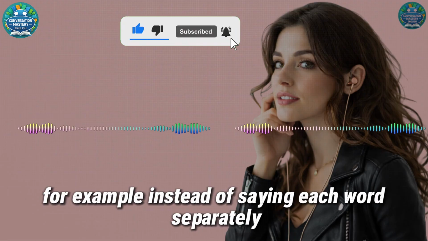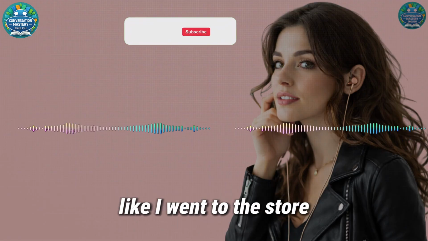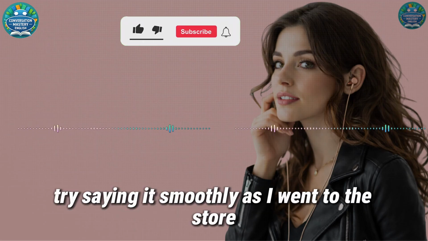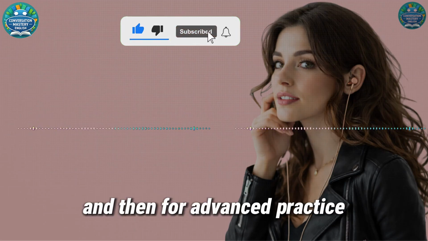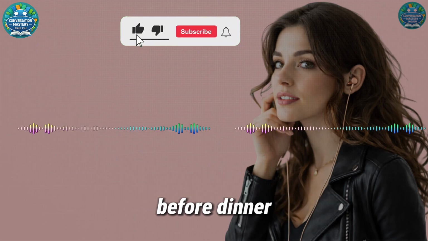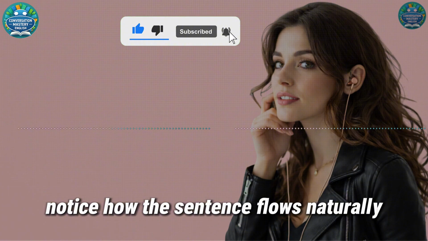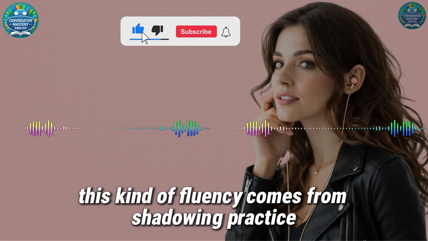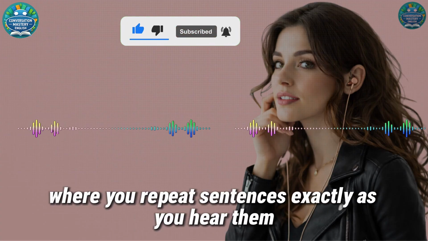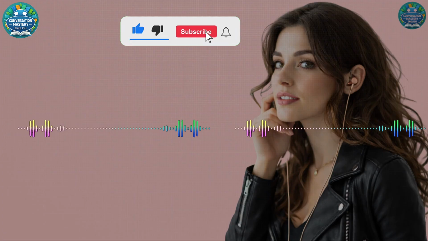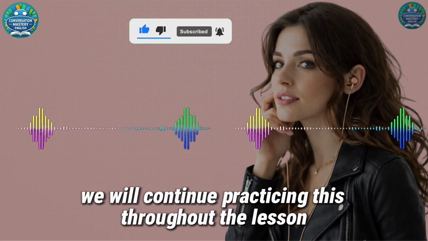For example, instead of saying each word separately like, "I. Went. To. The. Store," try saying it smoothly as, "I went to the store." And then, for advanced practice, "I went to the store to pick up some essentials before dinner." Notice how the sentence flows naturally when spoken in rhythm. This kind of fluency comes from shadowing practice, where you repeat sentences exactly as you hear them, copying the tone and flow of native speakers. We will continue practicing this throughout the lesson.